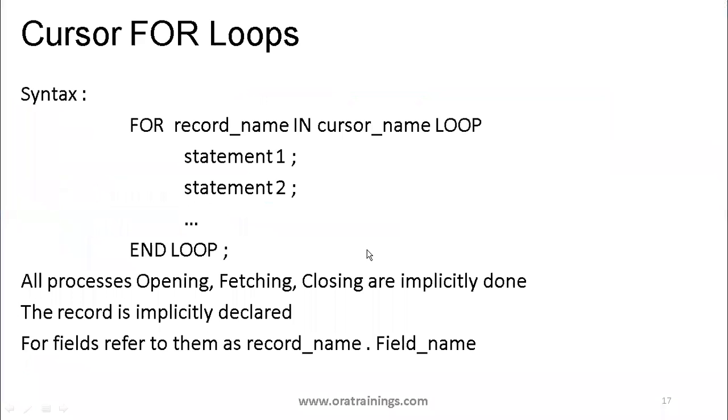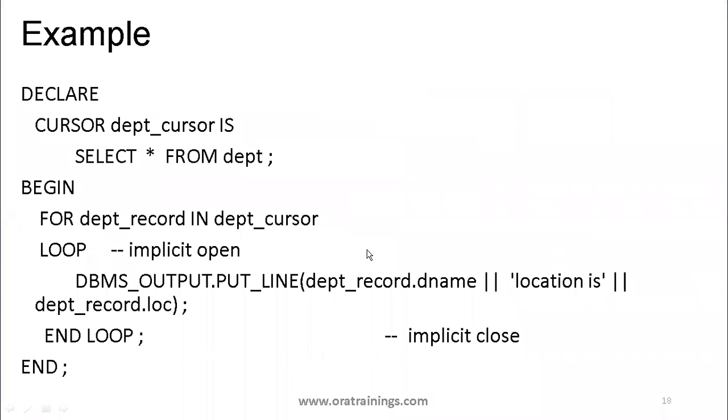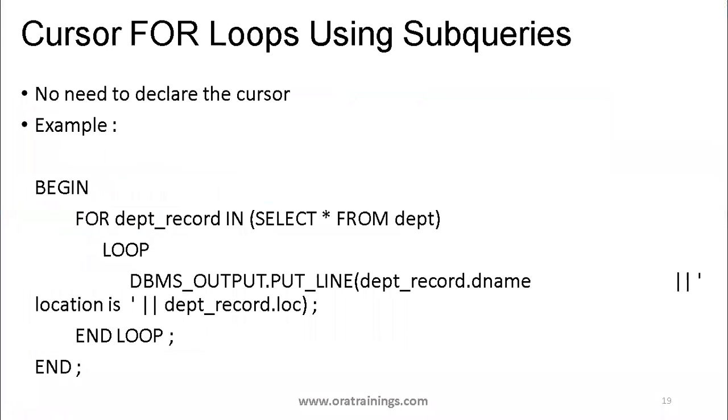Okay. Let's get to the slide now. So we have seen this example, right? This is a for loop example with the department table, and we are getting all the data, right? Simple one.